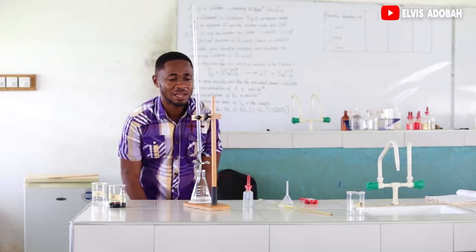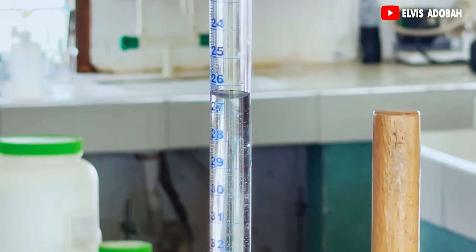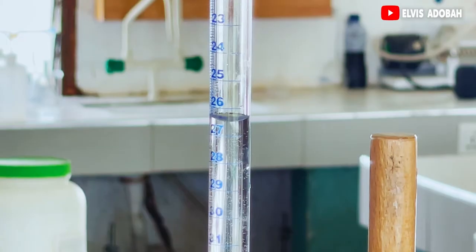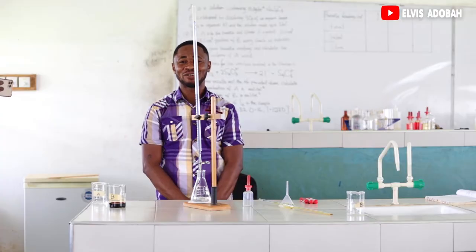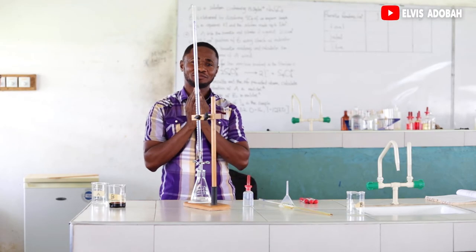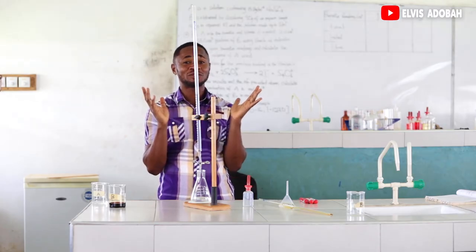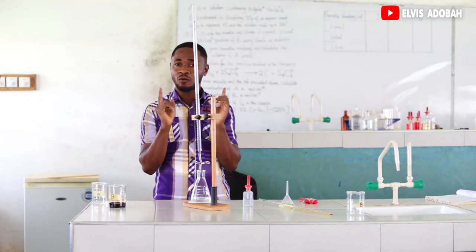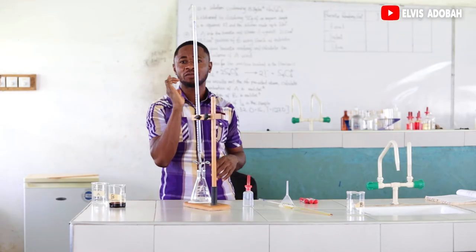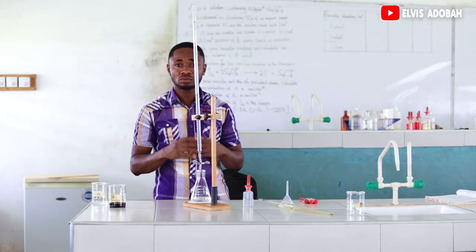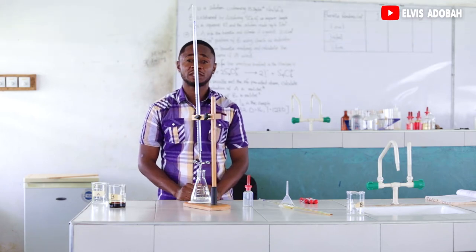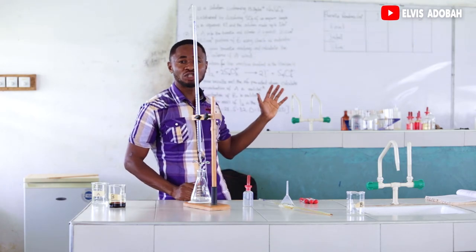Few drops. And now my volume is around 26.50 centimeters cubed. Now that is the actual titer value, because with the second titration, we took our time. The first titration is always called a rough titration. If we are to perform the third titration, we should get an endpoint of around 26.5. Good. So you can perform your third titration to be sure of the value from your second titration. Then you put those values in your table.